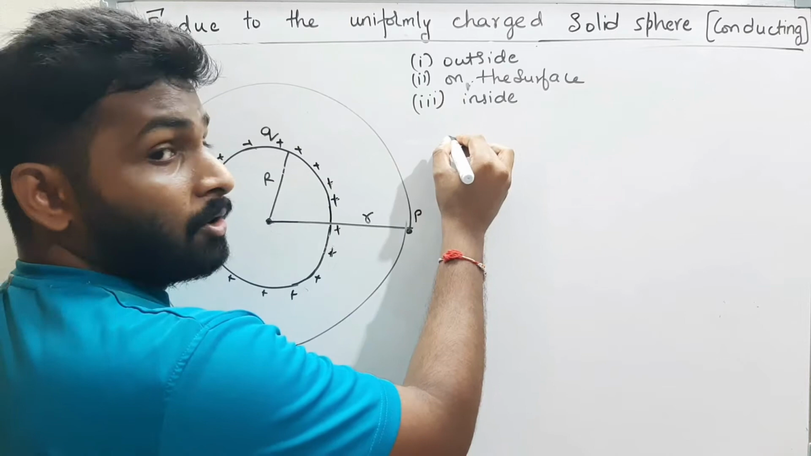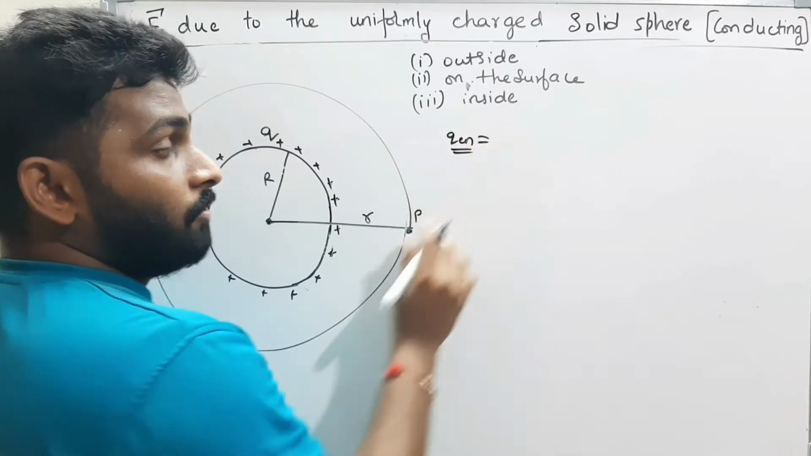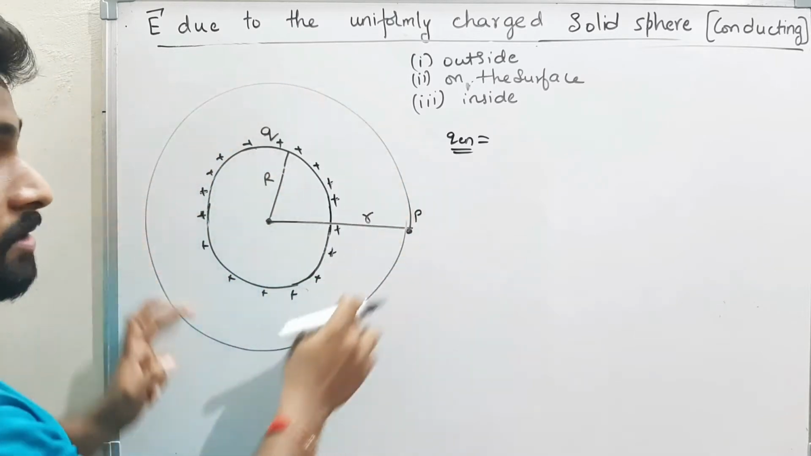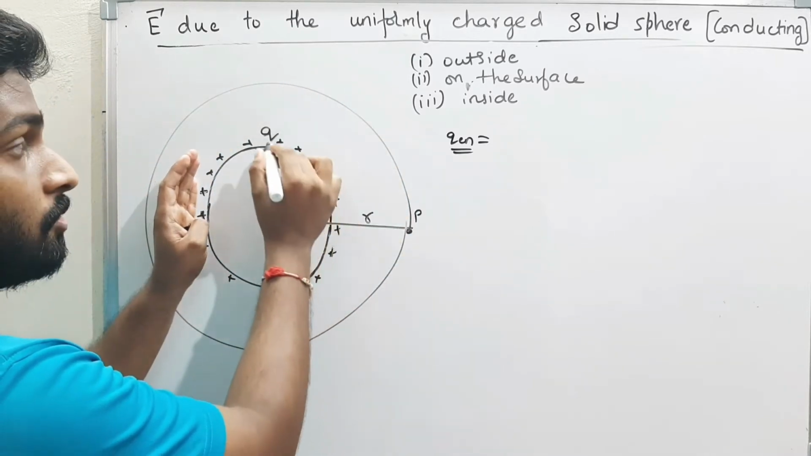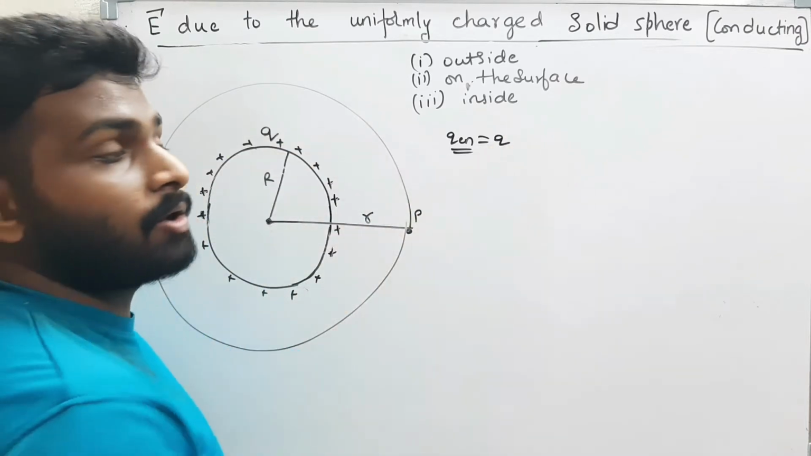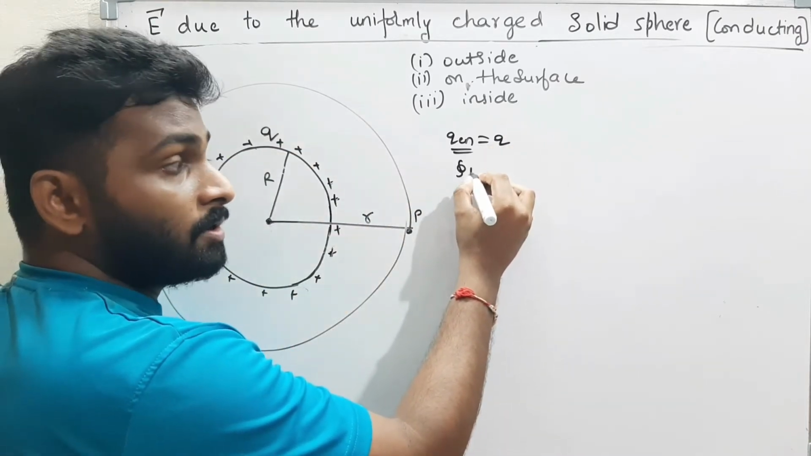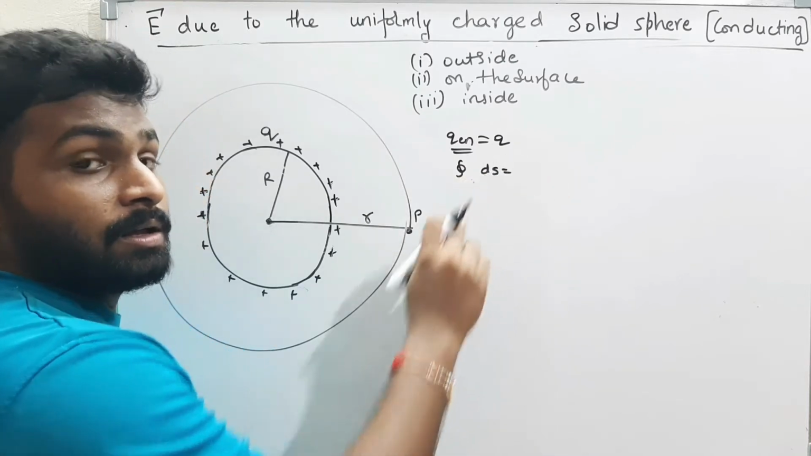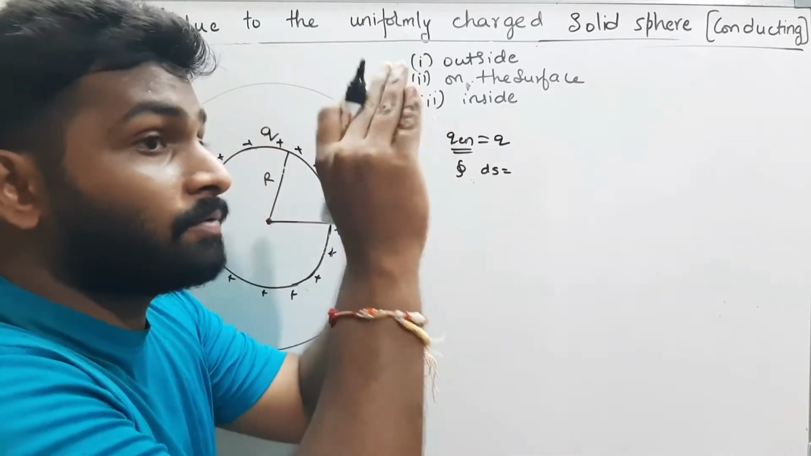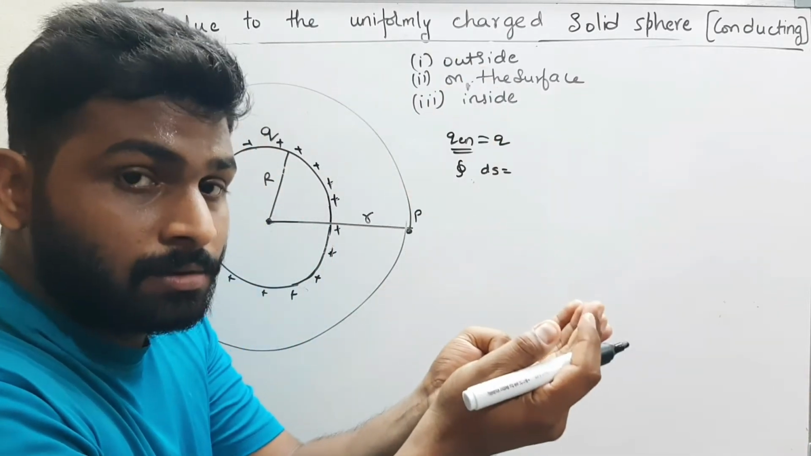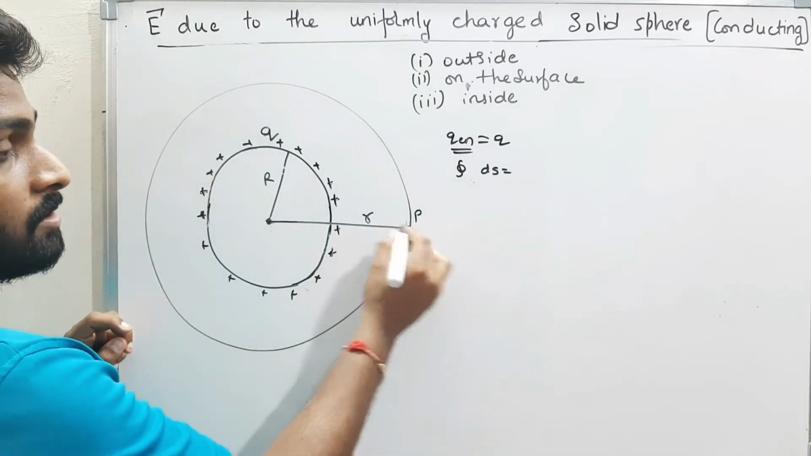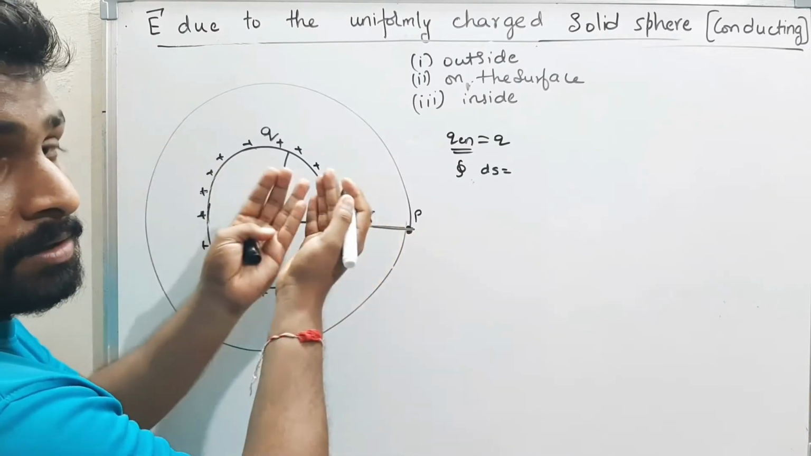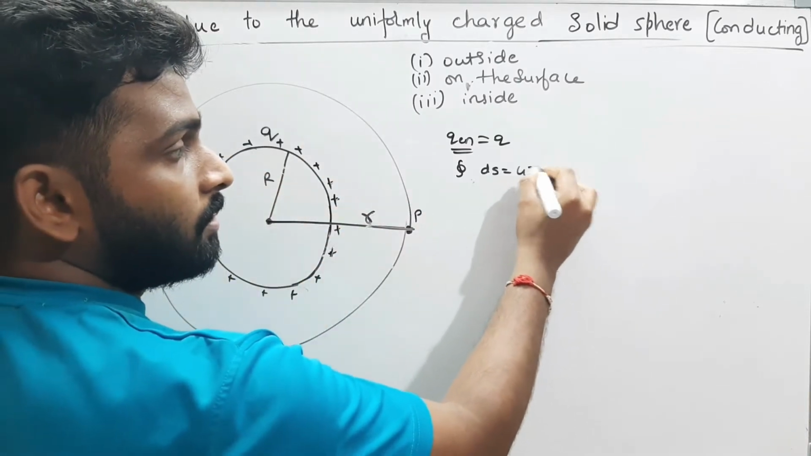Second point, I have to find the charge enclosed. What is the charge present in this Gaussian surface? The total charge present is Q. And now what is the surface integral of ds? That means the area of the Gaussian surface. This Gaussian surface is nothing but a spherical body of radius r. The surface area is nothing but 4 pi r square.